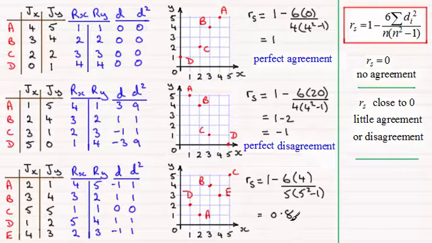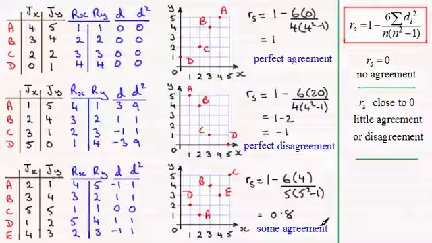Now what we've got here is a value tending towards 1, positive value, so it's tending towards some form of positive agreement, perfect agreement. So I'm going to say that what we've got here is some agreement then between the judges.